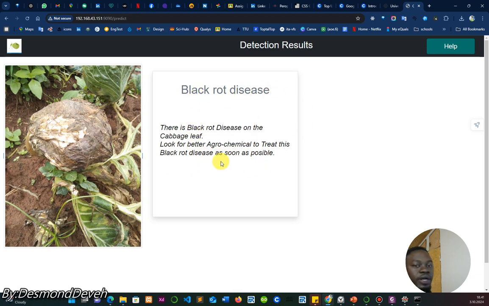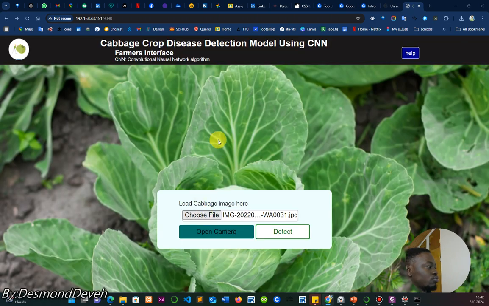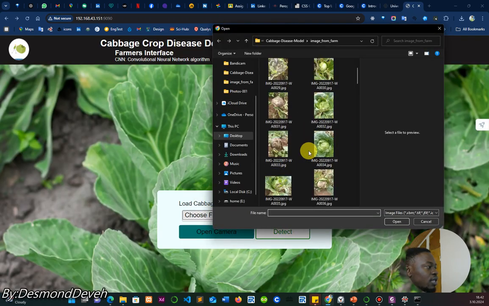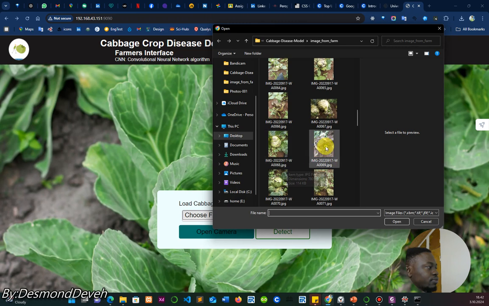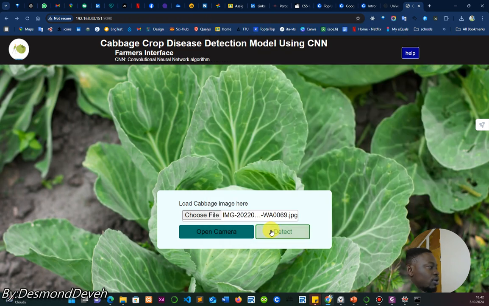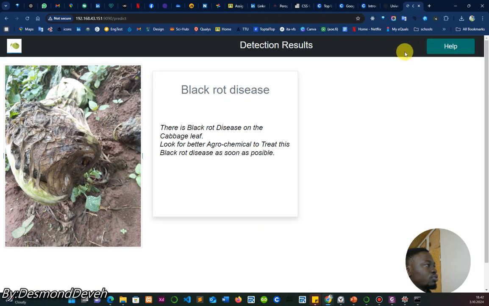Yeah, so this is one of the predictions. It has been able to identify between an image which is a cabbage and an image which is not a cabbage. So it knows that this is the cabbage, but now this is an infected one. So let's go back and also try to do a different thing. Now let's look for another image and also upload it to detect. So now it's going to run the detection. There's another black rot disease. There is a black rot disease on this cabbage leaf.